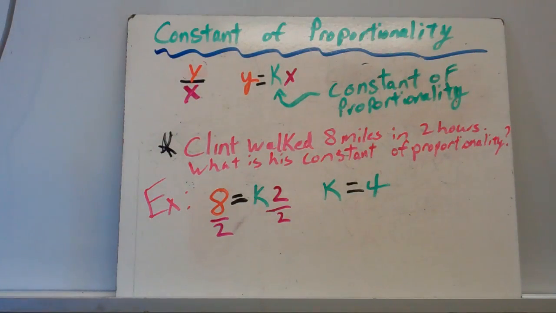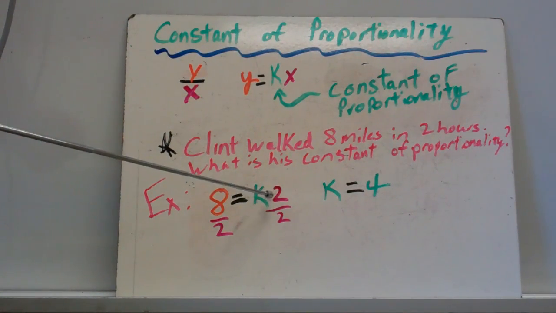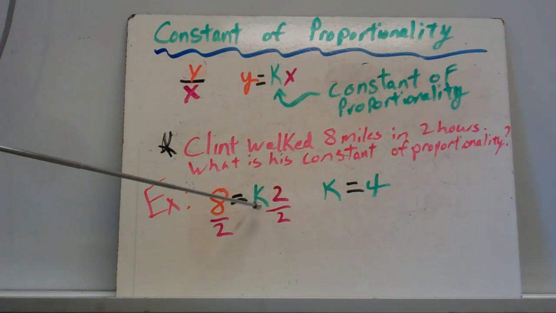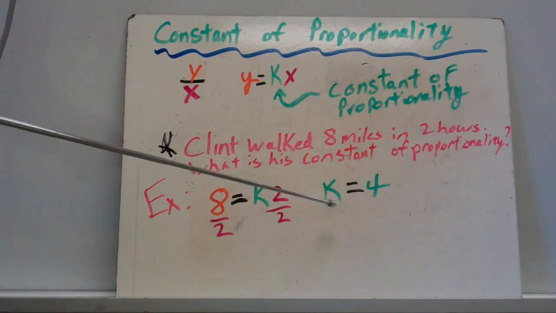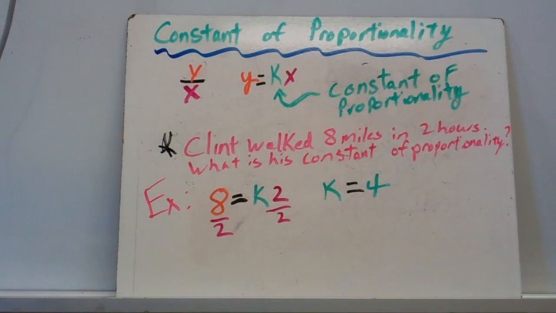So if we look at the example, Clint walked 8 miles in 2 hours. What is his constant of proportionality? Well, if we take that information, we put the number of miles he walked and then the time it took into our equation, we can then isolate the k to get that by itself. So we're going to divide by 2 on both sides, and then the k is 4. So he's basically walking 4 miles an hour. Okay, it kind of goes back to a unit rate in this case.